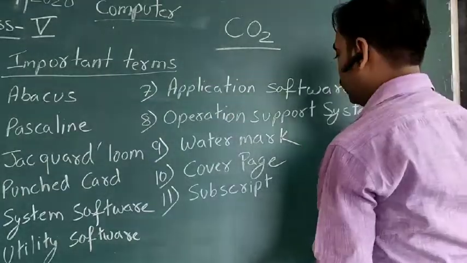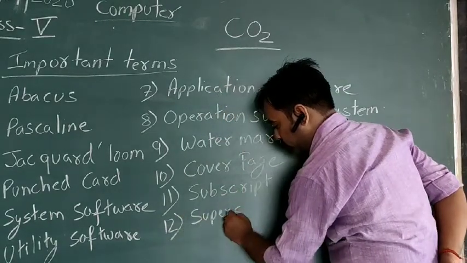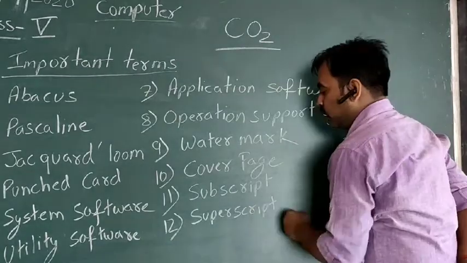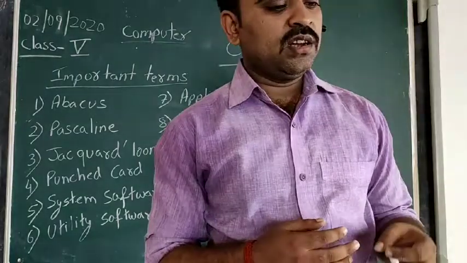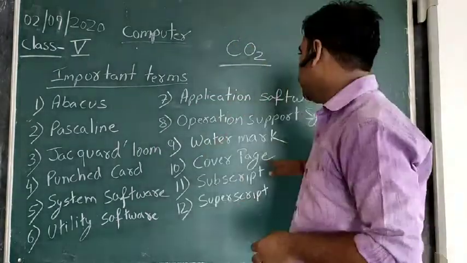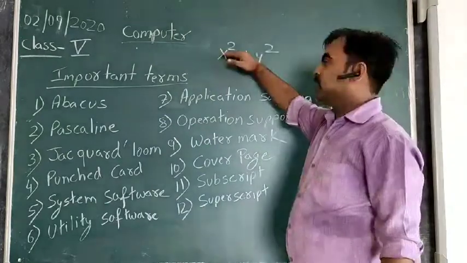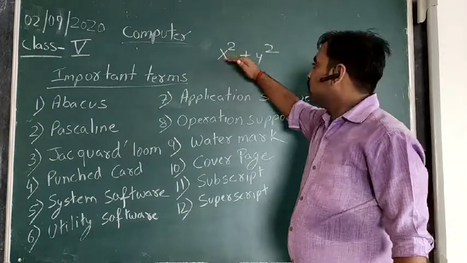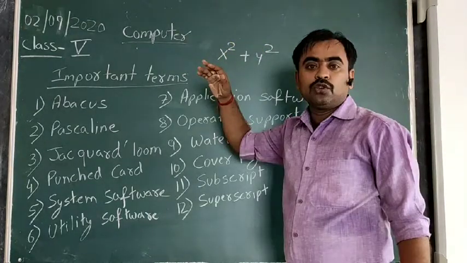Okay. In the same way, there is superscript. The superscript is used for placing a character above the original text. Like suppose you write like this: x square plus y square, x² + y². So we are placing the text just half above the original text. So it is known as superscript.